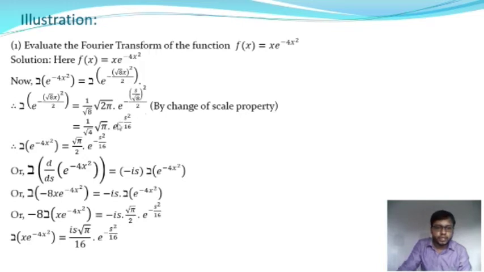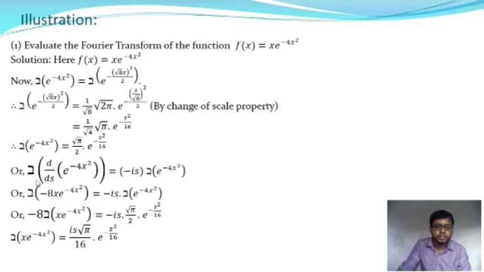And from this, after cancelling the term root 2 in numerator and denominator, it will give 1 by root 4 into root of pi into e to the power minus s square by 16. Okay, so therefore the Fourier transformation of e to the power minus 4x² is equal to root pi by 2 into e to the power minus s square by 16.